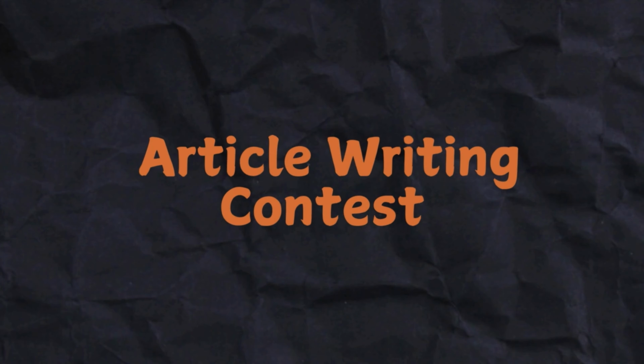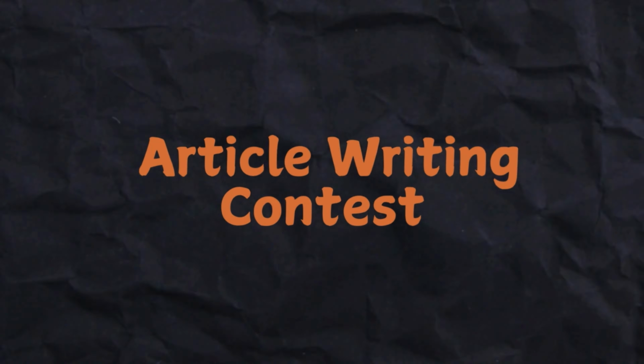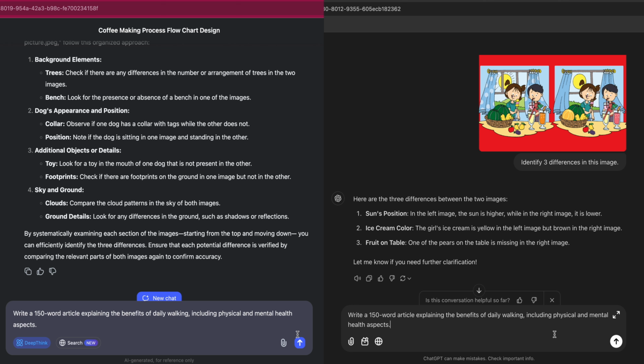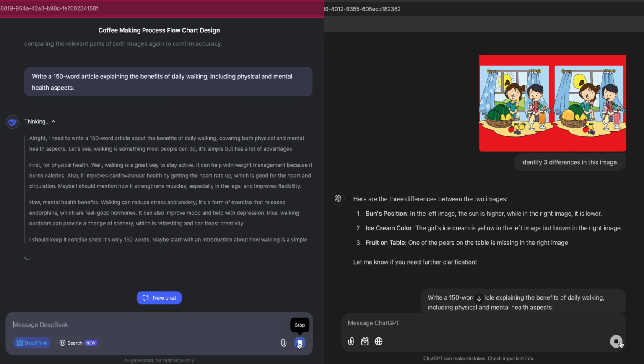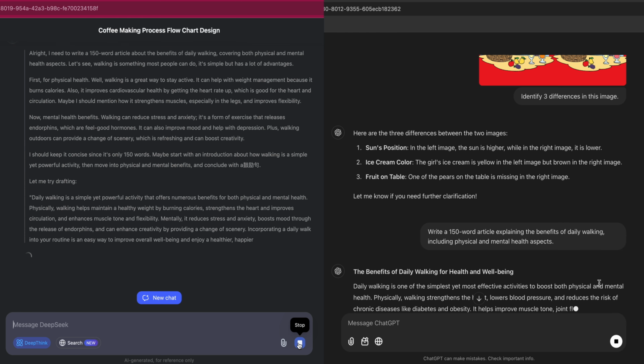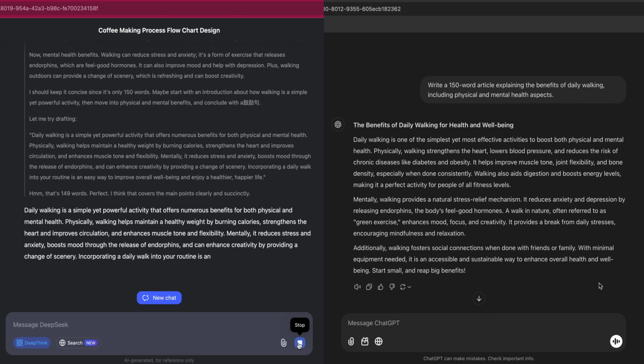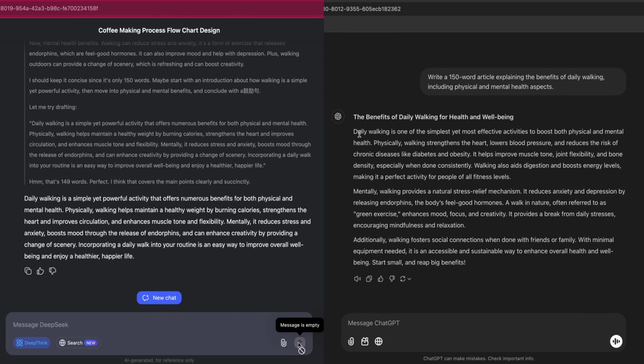Now let's see how they handle content creation. An article on why daily walking is awesome. Write a 150-word article explaining the benefits of daily walking, including physical and mental health aspects. DeepSeek v3 gave a straightforward, concise article, pretty factual. ChatGPT's write-up was way more detailed and engaging.